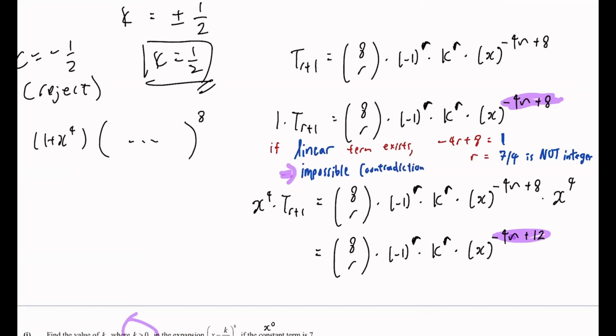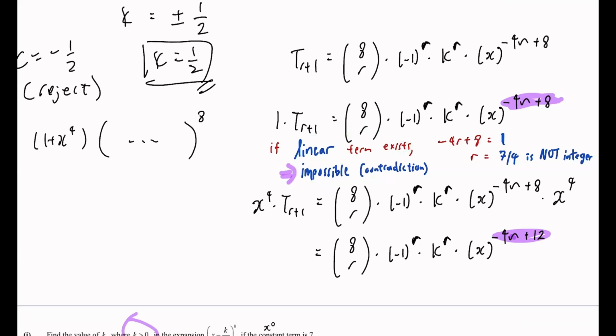Okay, we start off by assuming that if the linear term does exist, give them the benefit of the doubt. Let them assume it's true. Then this must also be true, equals to 1. But then we solve for r and we get something that is not an integer. It contradicts our expectation. Then we found a contradiction. So it means that the original assumption is wrong.